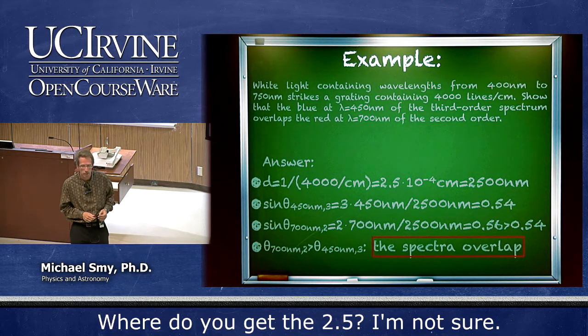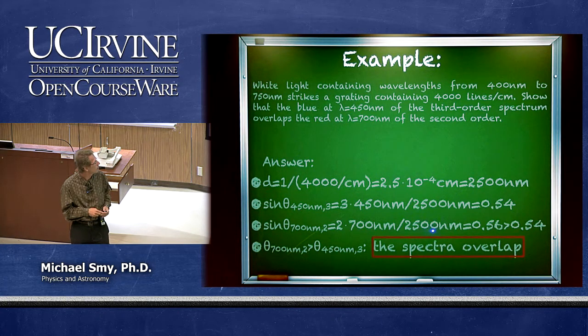Where do you get the 2.5? I'm not sure. 2,500 nanometers? Yeah. That's 1 over 4,000 per centimeter. So we have 4,000 lines per centimeter.